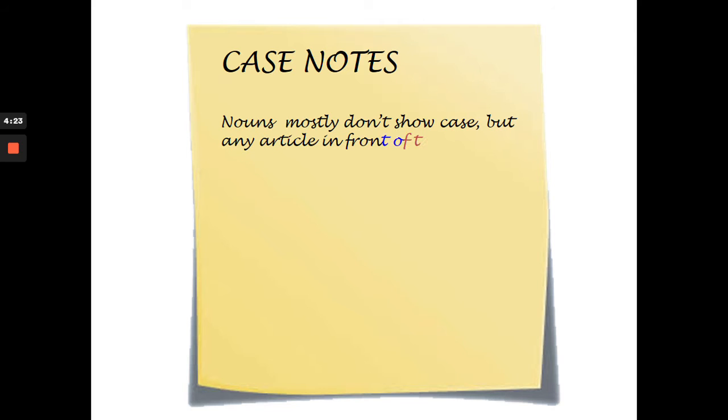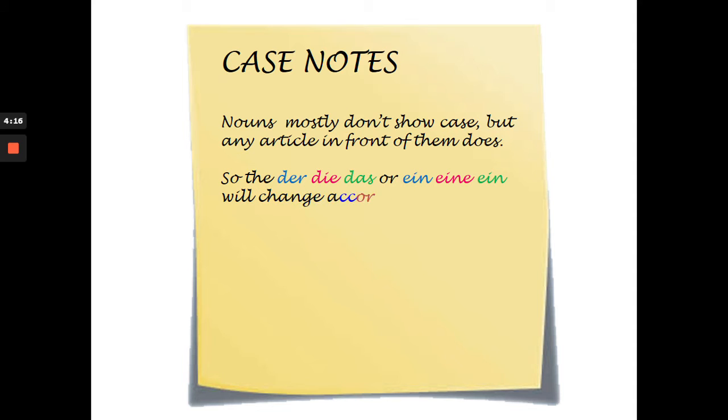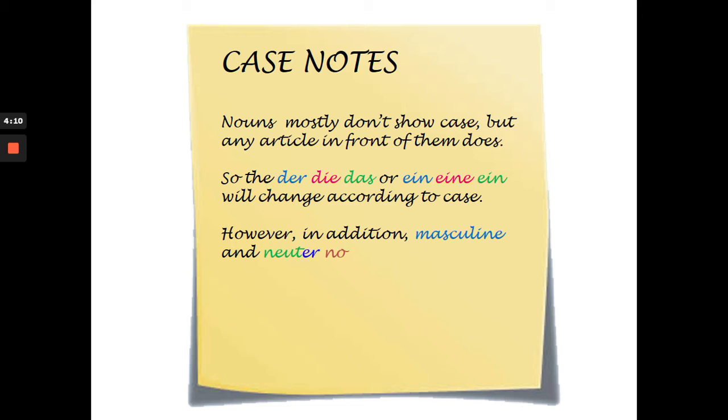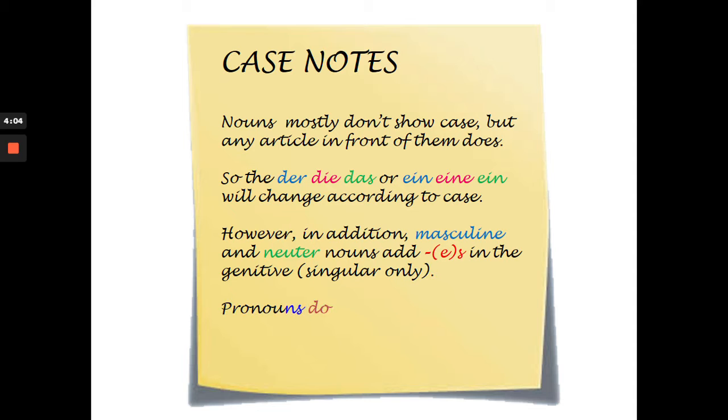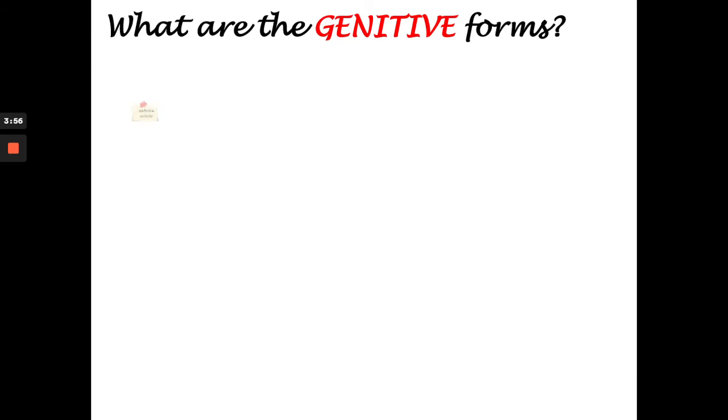Okay, so case notes, nouns mostly don't show case, we know this already. What we've got to do is change bits of the articles, the words for a, the words for my, etc. And these will change according to the case. The genitive is slightly different because in addition to adding endings to der, die and das or changing these words, the masculine and neuter nouns add an s or an es depending on what it ends with. Pronouns don't change in the genitive form.